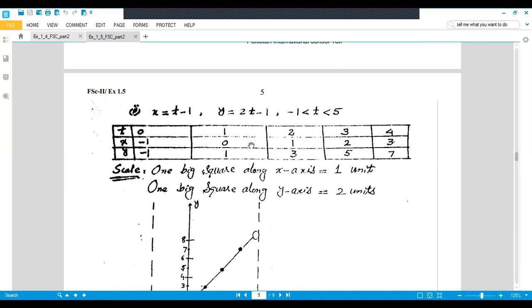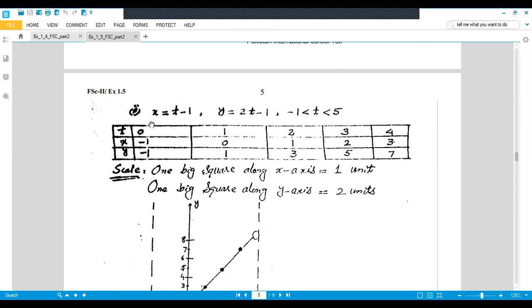From 0 to 4, you will take the value of t: 0, 1, 2, 3, 4, according to this lower and upper limit. So you have to take the value of t greater than minus 1. So 0, 1, 2, 3, and 4. Now for the x value, you have to put the t value in this equation, and for the y value, you have to put the t value in this equation.